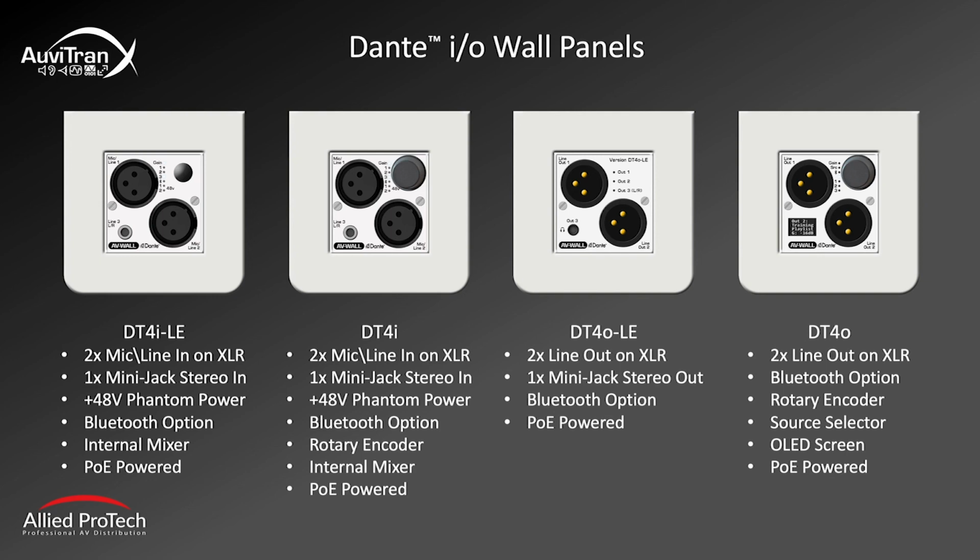In the output configuration, there's the DT4O LE, which gives you 2 line outputs on XLR plus a stereo mini jack output along with a Bluetooth option, and the DT4O. This gives you two outputs on XLR, a Bluetooth option, and we've added a rotary encoder and a 4-row, 8-character per row OLED screen.